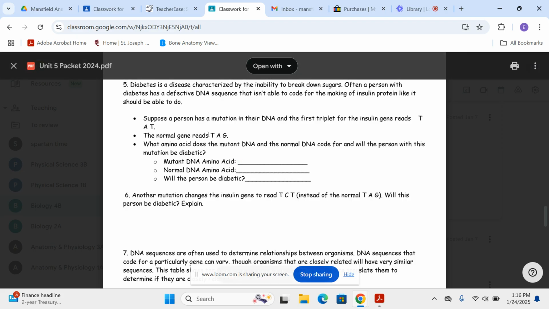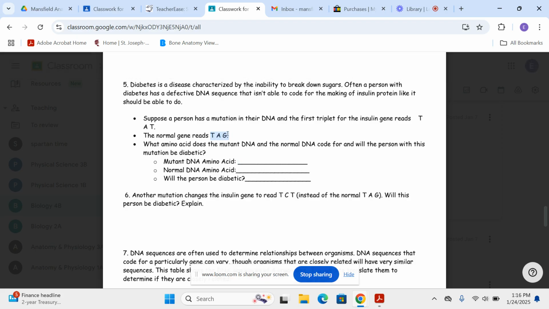You then are going to take this code, TAG, and do the same thing, where you turn it into mRNA, and then you're going to write down the amino acid. Then it says, will the person be diabetic?